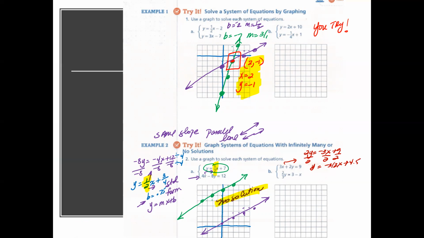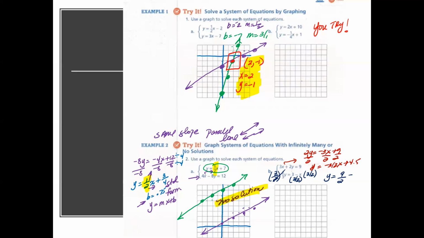Now let's take a look at the second one. For the second one, you already have the y by itself, but you have to get rid of the 2/3. So I'm going to multiply everything by the reciprocal, which is 3 over 2. So now I have y by itself. 3 times 3 is a 9. 9 divided by 2 is 9 over 2.